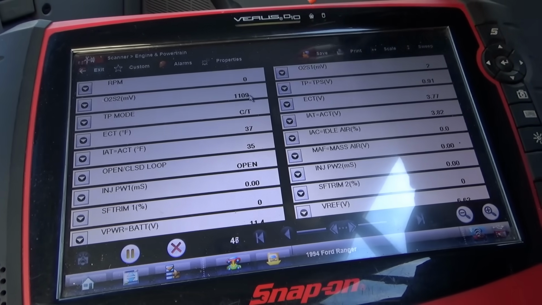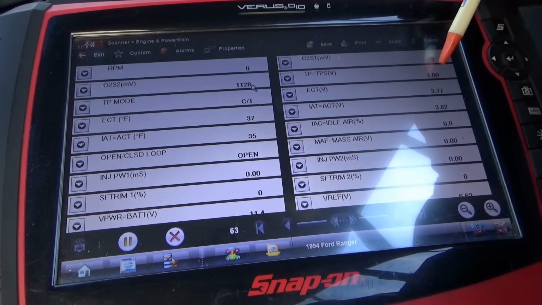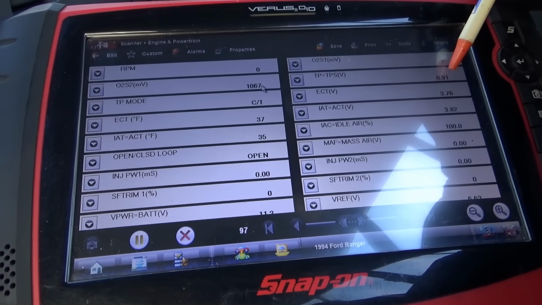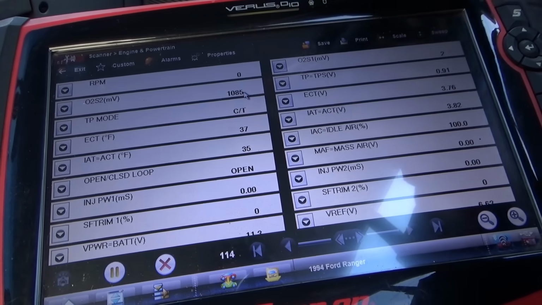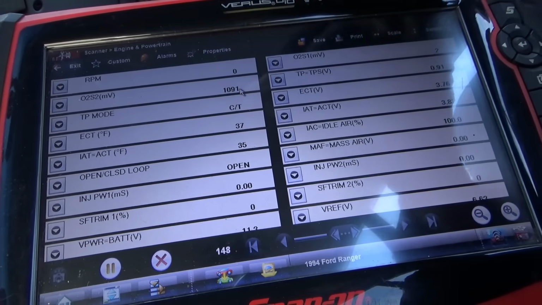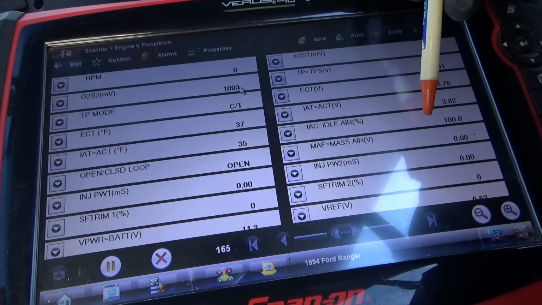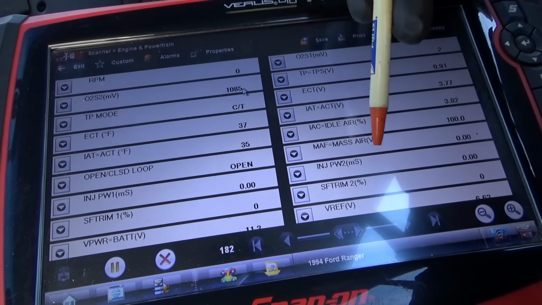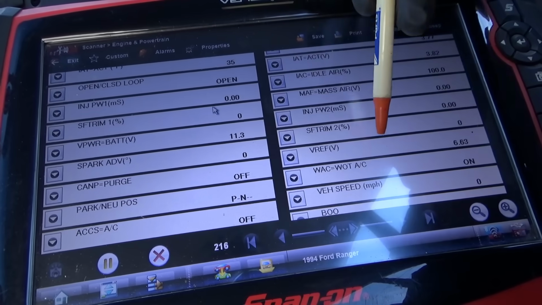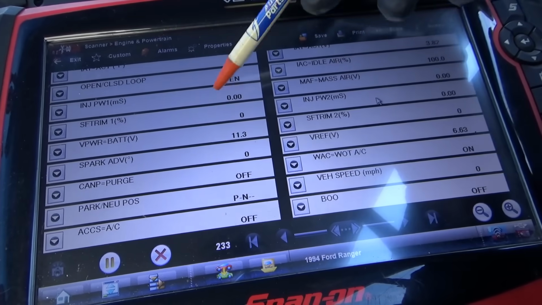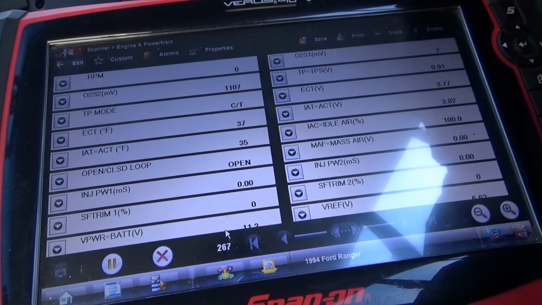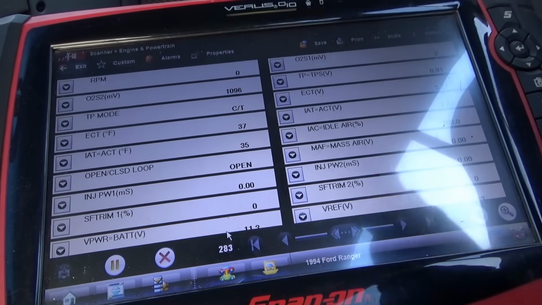Here we go. Oxygen sensor 1 and 2. TPS is 0.91. If I push it to the floor, 4.5, that's good. ECT Fahrenheit, 37, that's fine. Idle air control temperature is 35, that's good too. IAC is 100%, mass airflow, injector pulse width, open loop, closed loop. Now they have short-term 1 and short-term 2 trims. That's once it reaches closed loop. So everything looks good here. Let's just fire it up, see what it does.